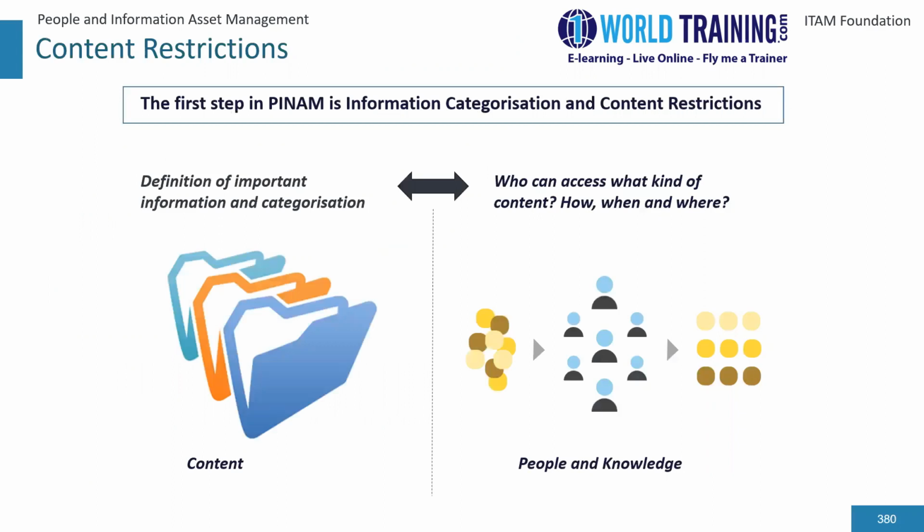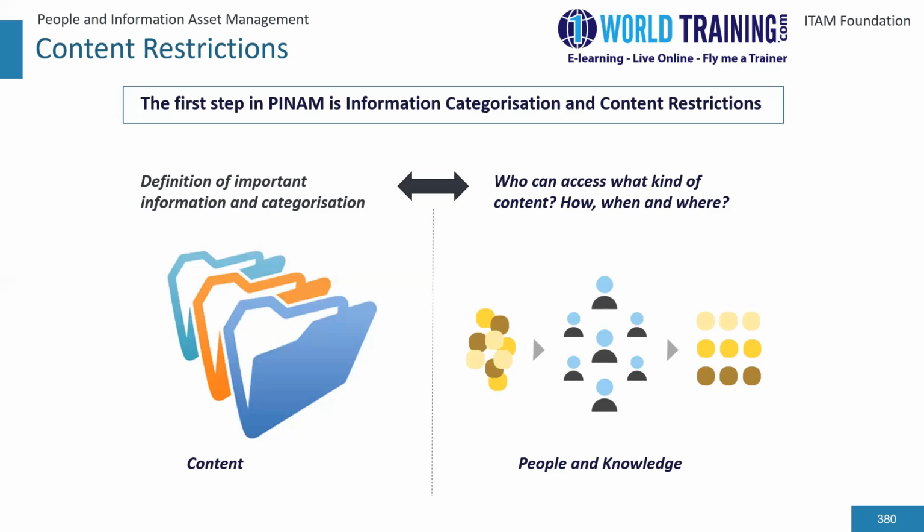We look at the content restrictions concept. The first step in PINM is information categorization and content restrictions. On the left, we see the definition of important information in categorization as part of the content. And on the right side, we have who can access what type of content, how, when, and where. Therefore, what this tells us is the first step in a PINM program is to point out what information should be managed as important. This may differ from organization to organization, and it involves a categorization of the valuable information such as sales data, HR data, etc. This first step serves as a foundation for the successive definition of user rights and the policy setting.